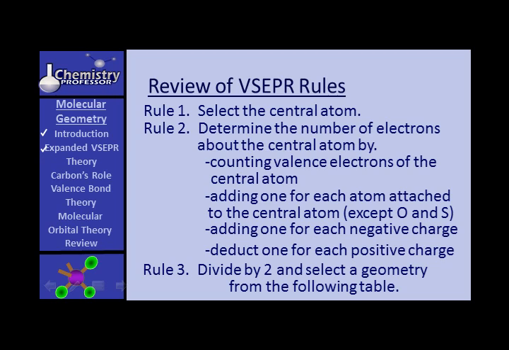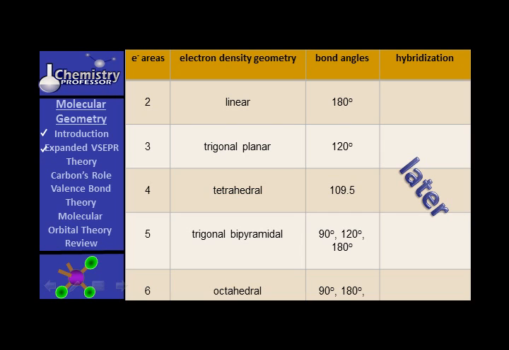Now watch this table. You're going to notice some changes. Here you see that we have for 2 electron areas, we have a linear geometry. For 3 trigonal planar, 4 tetrahedral, 5 trigonal bipyramidal, 6 is octahedral. And I've given you the bond angles. Now we've added a 4th column here called hybridization. And we will get into that a little bit later, but in this unit, make sure you keep that new column there.